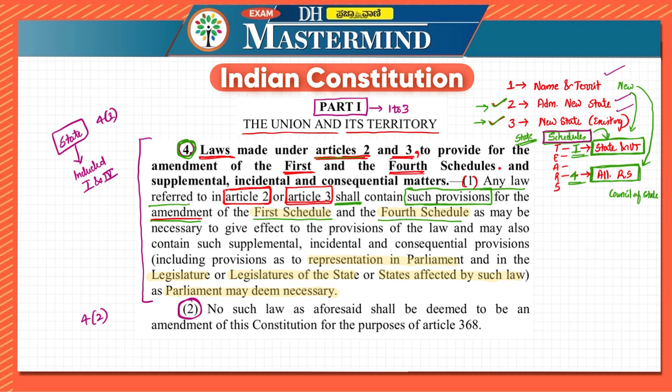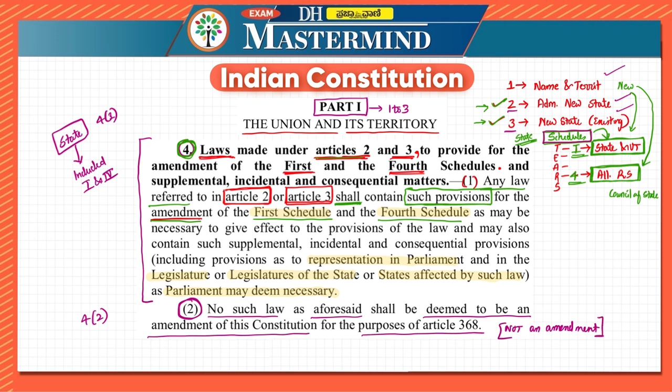it should not be treated as an amendment as such. No such law as aforesaid shall be deemed to be an amendment to the Constitution for the purpose of Article 368. That is, whatever laws are created under this part, that is Part 1, Union and its Territory, related to Article 2 and Article 3, any law involving Article 2 or Article 3 will not be seen as an amendment. It is not an amendment. This is the takeaway of this particular article.